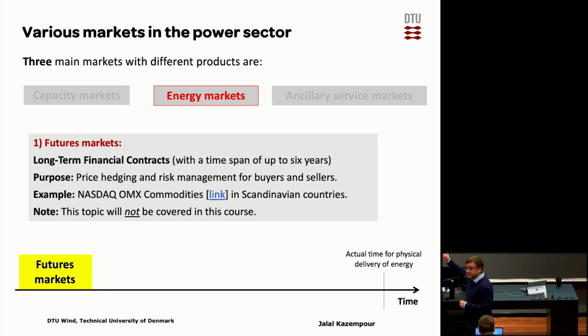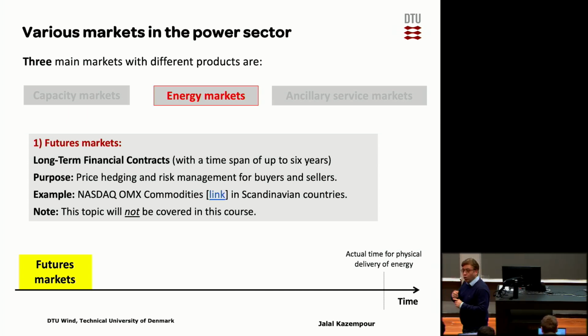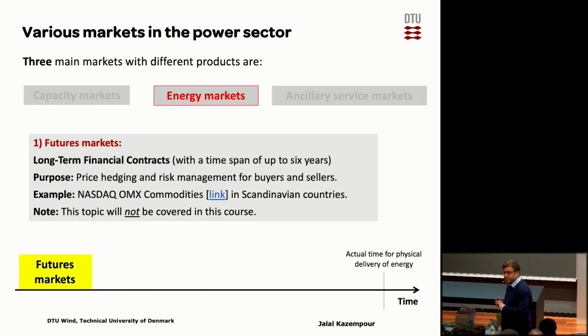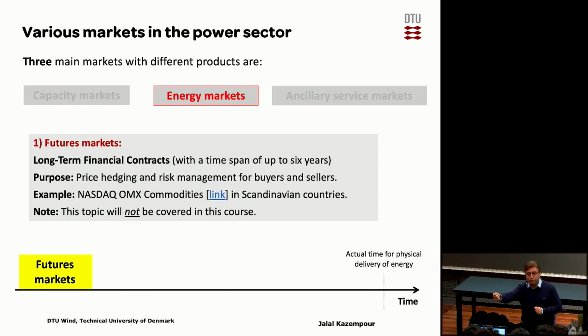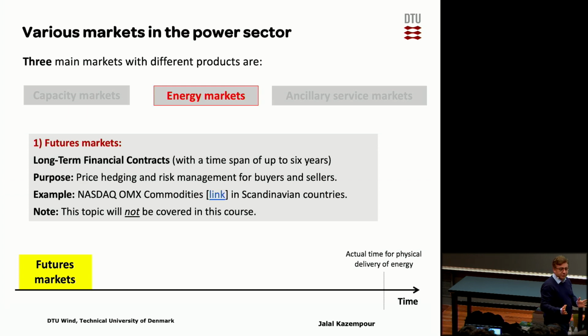Or something that is not a market, but I didn't put it here, you can buy it in bilateral contracts. You can go directly to a producer saying that I want to buy from you at this price. There is no market anymore. Two-side agreement. Is it clear?